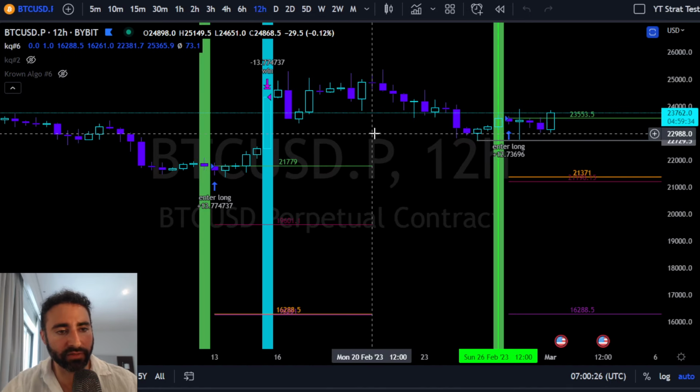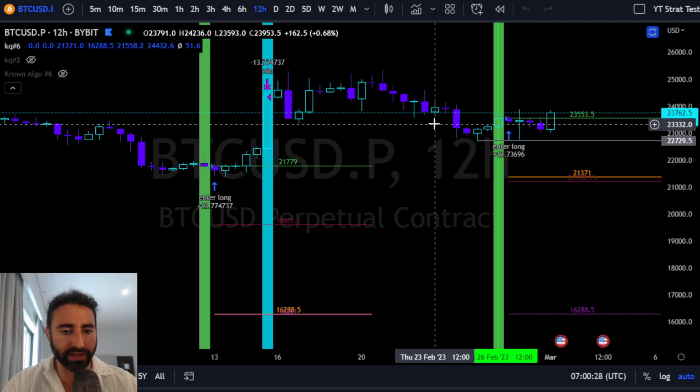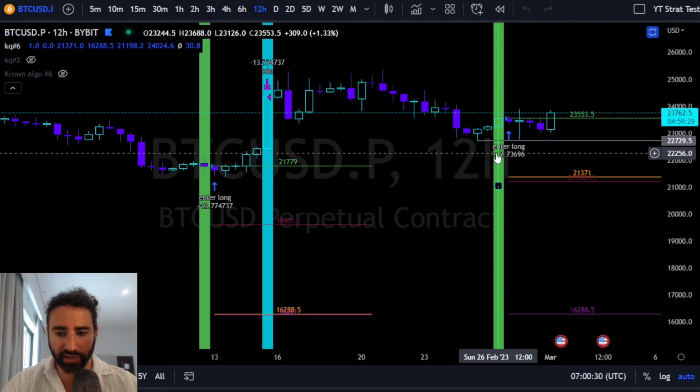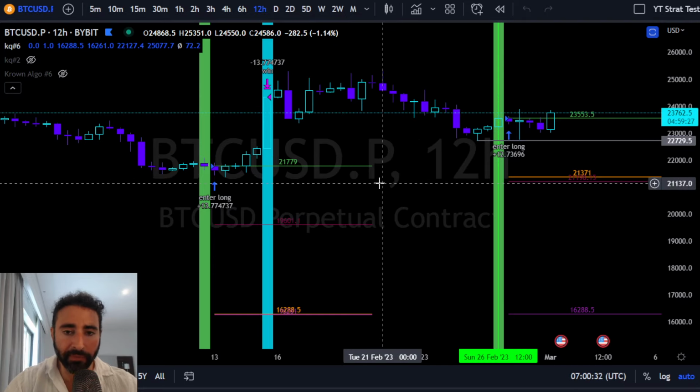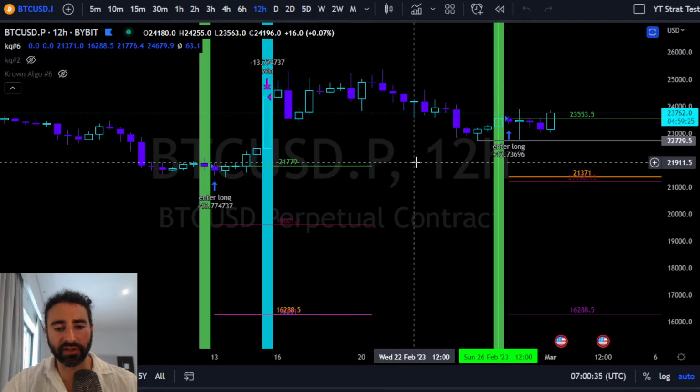I do want to flip back into this as well. So we're looking at the 12-hour Jewel Light setup, which fired off on the 26th. That was Sunday, so that was a few days ago now. And what essentially is the setup?